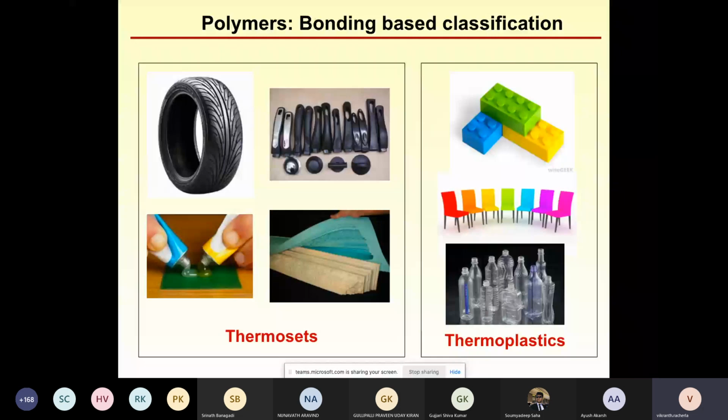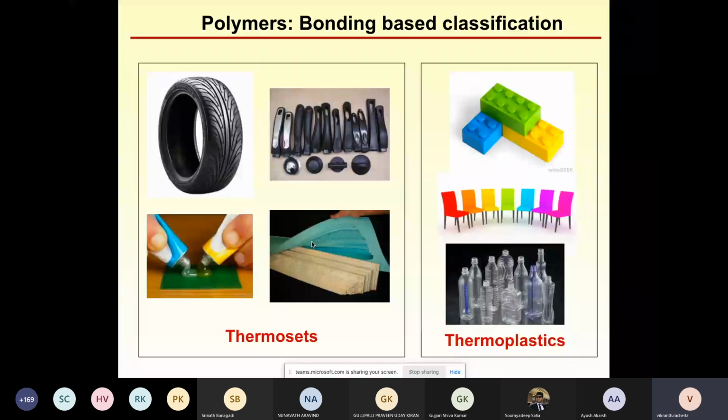Now, an elastomer, a thermosetting material which can be stretched easily. An example of that is silicone. So, vulcanized rubber, bakelite, Araldite or epoxy, silicone, these are all examples of thermosets.